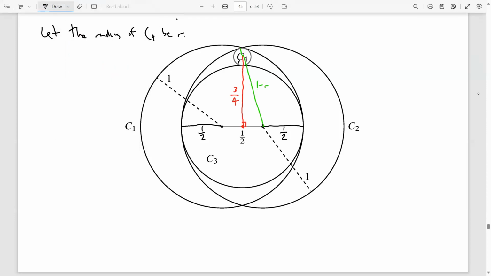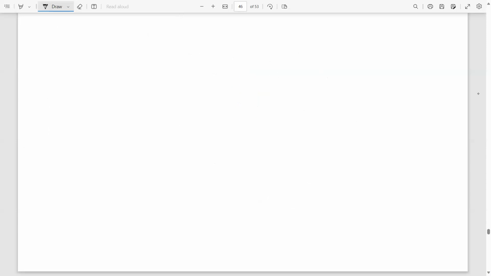So by connecting the centers of C2, C3, and C4, we obtain a right triangle where the side lengths are 1/4, 3/4 plus r, and 1 minus r. By using the Pythagorean theorem on this right triangle, we can solve for the radius. The rest of this problem is pretty standard. We're just going to apply the Pythagorean theorem on this triangle.